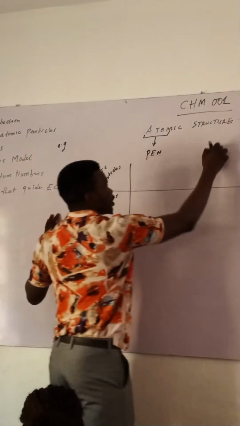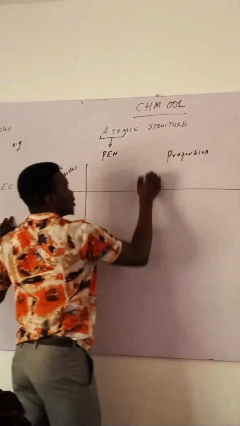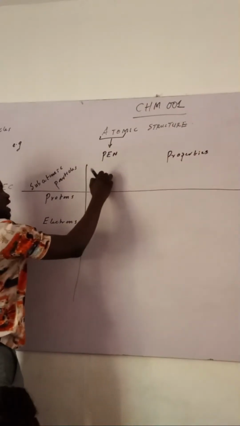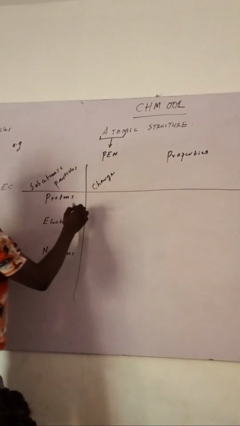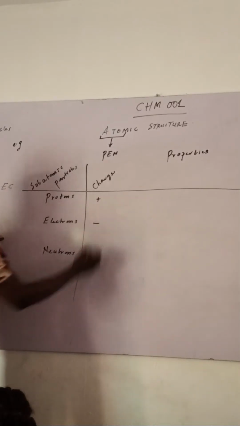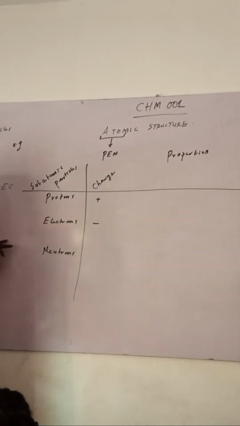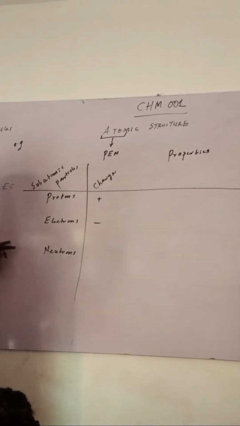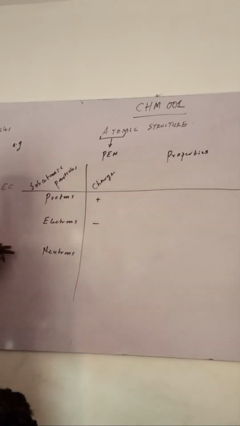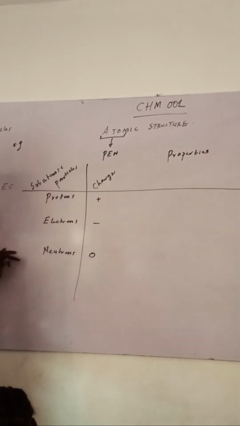So what are the properties of these subatomic particles? The first property is the charge. Proton is positively charged. Electron is what? Negatively charged. Neutrons are what? Neutral.